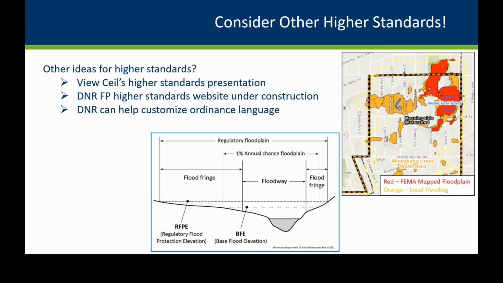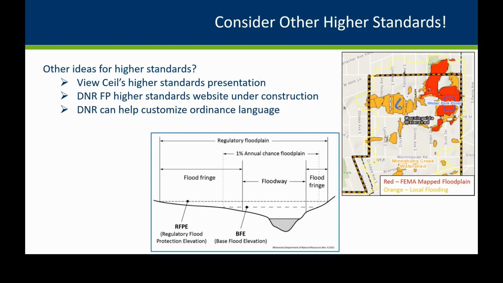The example on the right, Edina, they map and regulate unmapped risk. They've actually modeled localized flooding, and they have some limited standards for localized flooding. You can regulate other areas outside the floodplain. You can regulate your 500-year floodplain. The image on the left shows how you can regulate the horizontal extent of the regulatory floodplain elevation. Take that RFPE, extend it laterally, so you're capturing areas that are just outside the mapped 100-year floodplain area.